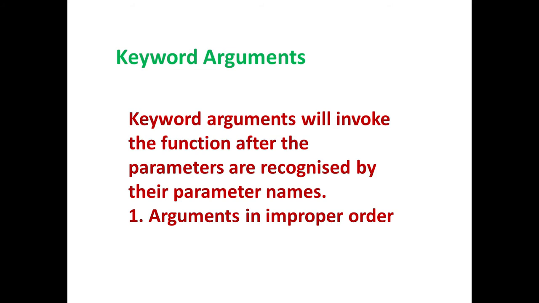Then what is a keyword argument? The keyword argument will invoke the function after the parameters are recognized by their parameter names. It means arguments in improper order can be considered. We see the examples one by one.